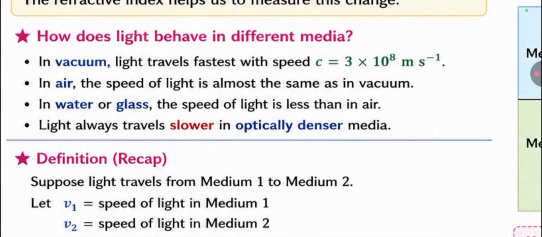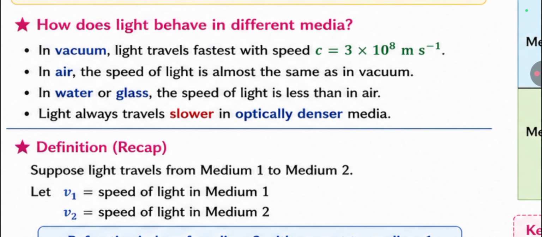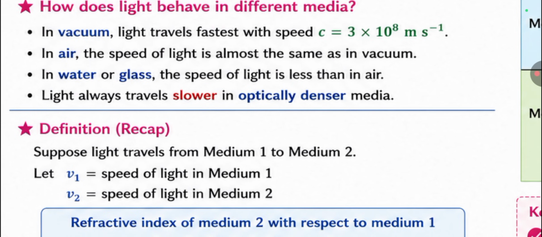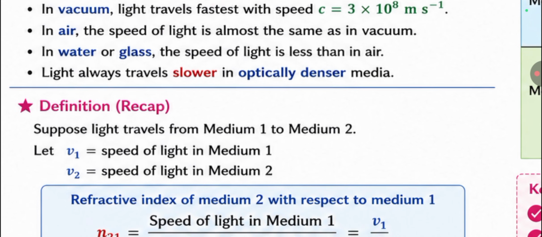In vacuum, light travels fastest, with speed c equal to 3 into 10 to the power of 8 meters per second. In air, the speed of light is almost the same as in vacuum. In water or glass, the speed of light is less than in air. Light always travels slower in optically denser media.